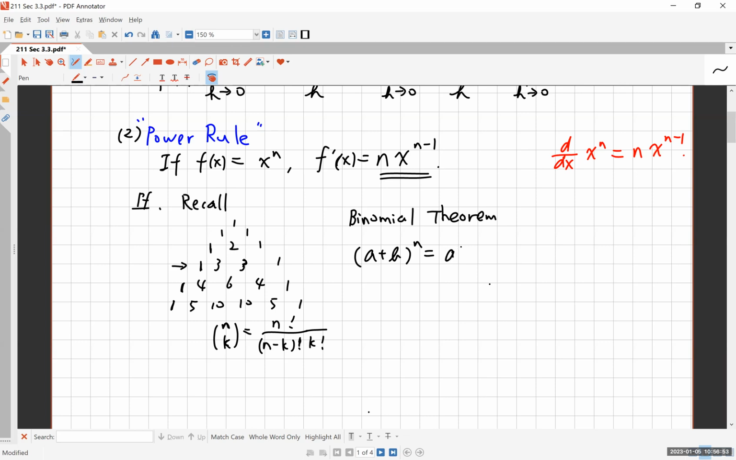So the first term is going to be a to the n, but the second term is going to be the second number you see here, which is n choose 1, but it's actually n. And so n times a to the n minus 1, b to the first, and so on. The exponents of a start with n and go down by 1. The exponents of b start with 0. See, b to the 0 is 1, so you don't see it here. But then it increases by 1.